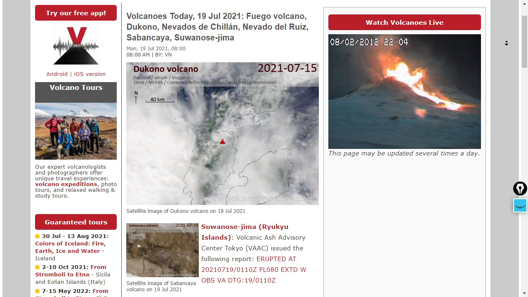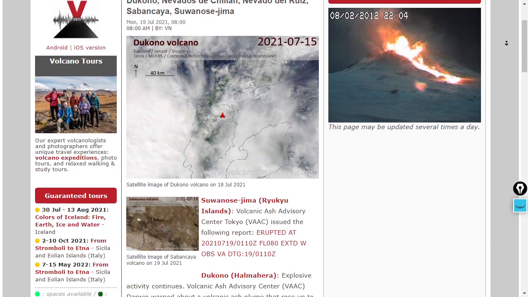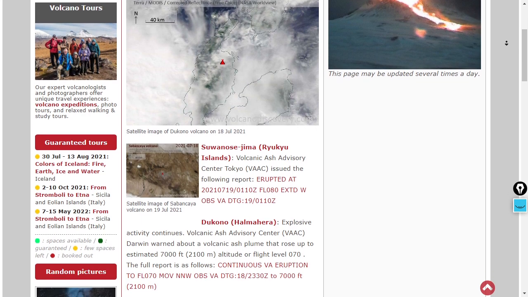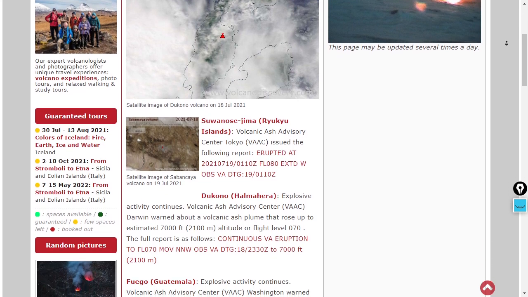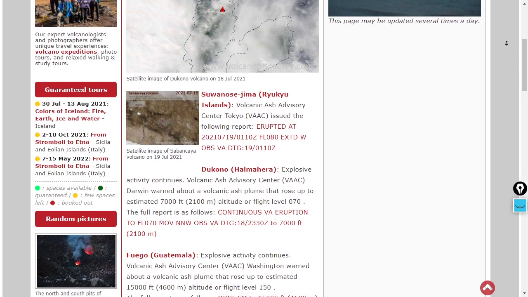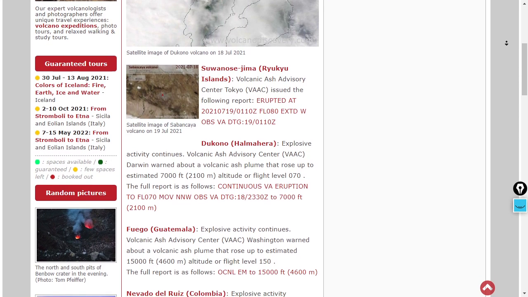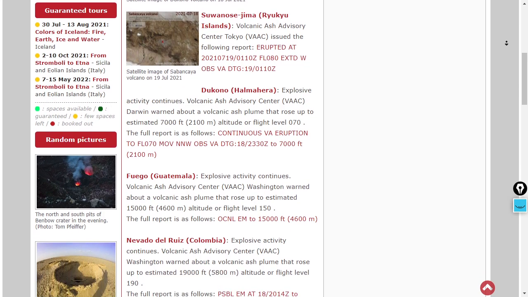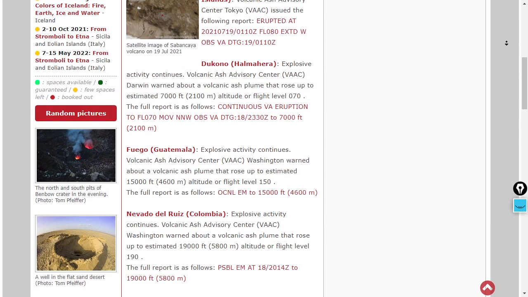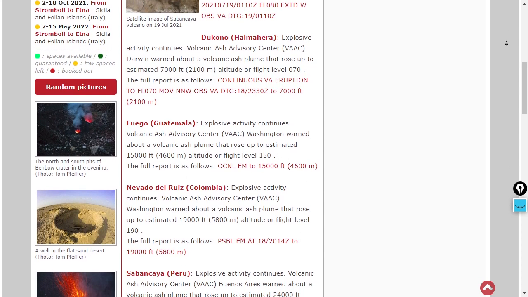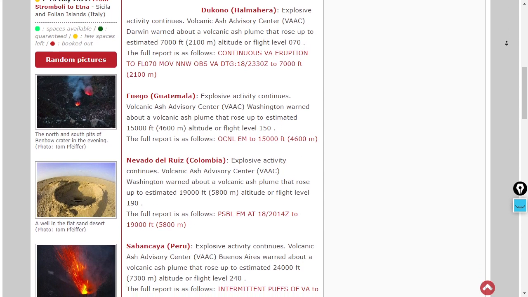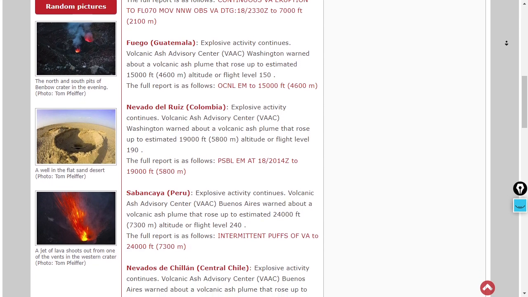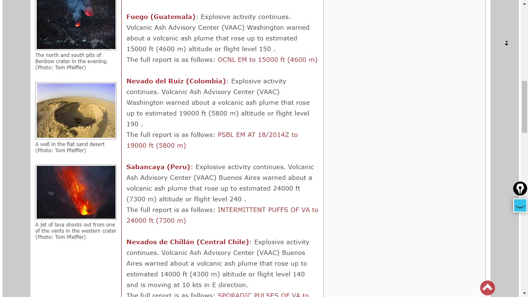Suwanosejima, the volcano in the Ryukyu Islands, is erupting and producing an 8,000-foot plume of volcanic ash. Dukono exploding, 7,000-foot plume of ash from it over the Isle of Halmahera. Fuego in Guatemala also exploding, 15,000-foot ash plume over the Central American country. Nevado del Ruiz producing a 19,000-foot ash plume over Colombia as it explodes.